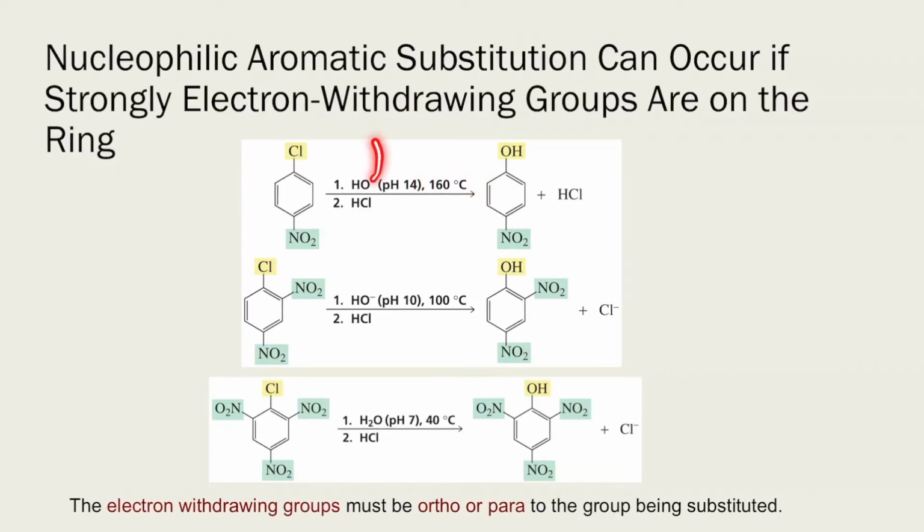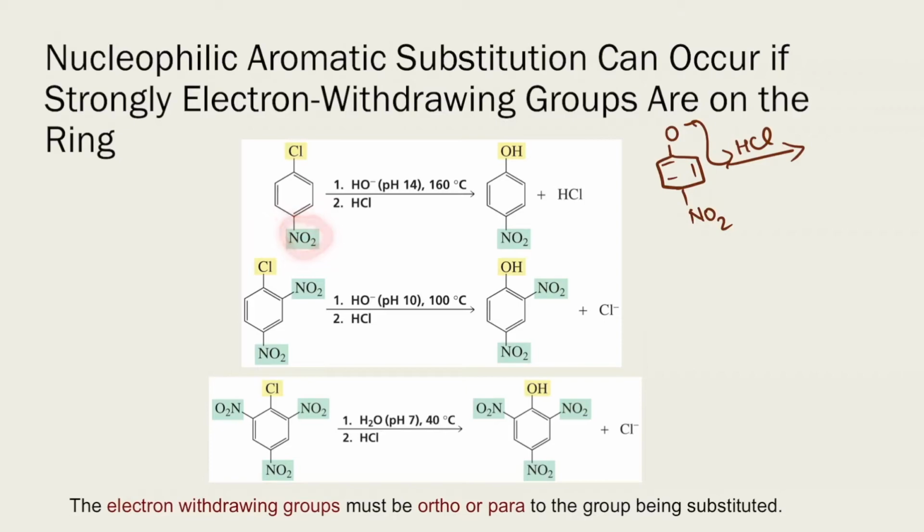Okay, so when the OH minus attacks here, the Cl is going to leave. Since the condition is basic, you will first form this intermediate, and then later on when it is reacted with acid, it's going to get protonated and you will form the paranitrophenol.